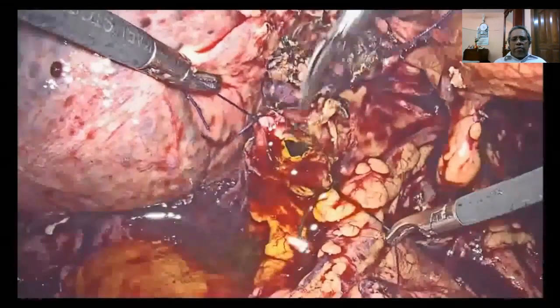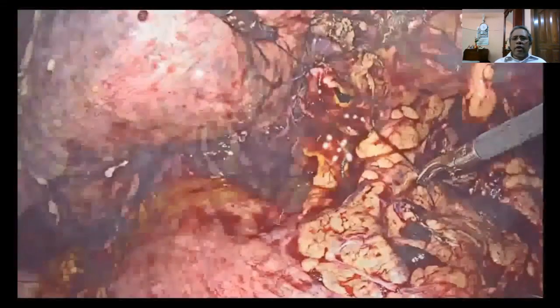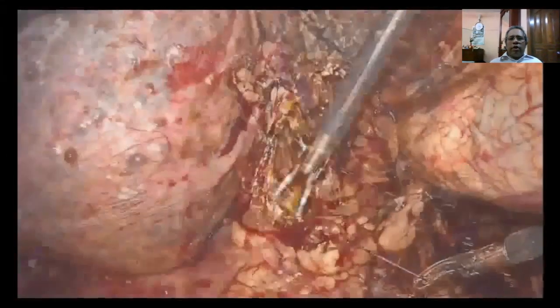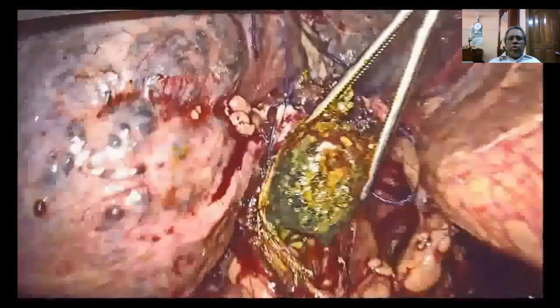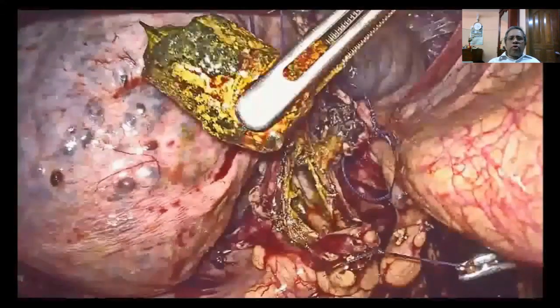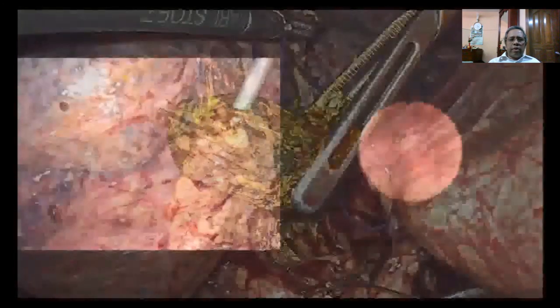So while they split out, look, there is a stone. With the forceps, it can be removed out. So more stones are there, and subsequent stones are removed out.